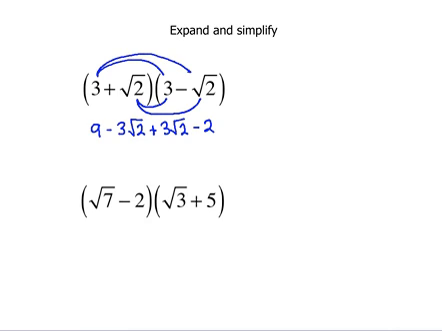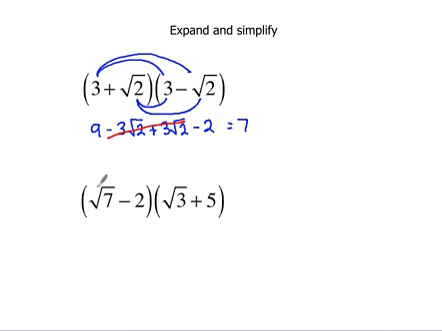Now, in here, if we've got minus 3 root 2 plus 3 root 2, that's just going to cancel out. So we're just going to be left with 9 take away 2, which will be 7. And that's because you should have recognised that as a difference of 2 squares to begin with. The central terms are always going to cancel out because it's plus root 2 minus root 2 in there.